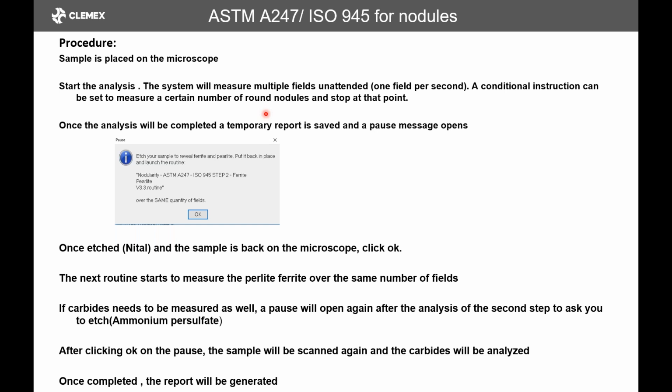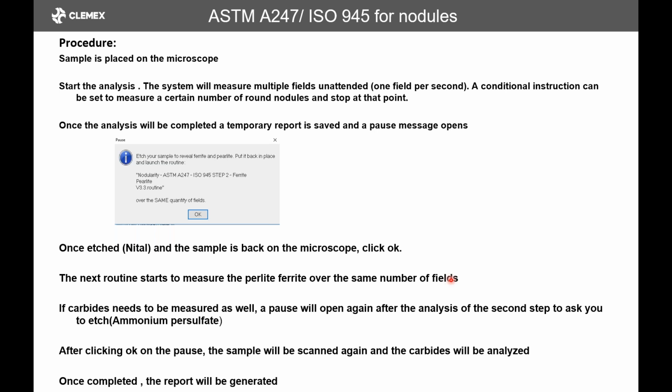And then when it stops, if you need to go further and to reveal, to etch it for the pearlite and ferrite, there will be a pause. So you take the sample, etch it, put it back on. So once it's etched, you click OK again. So when you click OK, it will load another method, and then the pearlite ferrite will be measured over the same number of fields, which is important, because if you do 10 fields of the first one and 3 of the second one, I mean, you're not covering the same area and also the same variation.